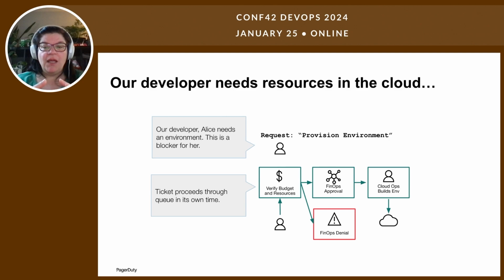So to ensure that her code is going to work, Alice needs a sanity check environment in the development cloud account. Unfortunately, because of compliance or requirements or whatever, Alice doesn't have direct access to the cloud account because it's restricted. So she has to put in a ticket with another team and they'll do it for her. So her request is submitted to the cloud operations team. It goes into a queue with everybody else's requests, whatever might be happening for cloud ops. And it'll get handled eventually, right?